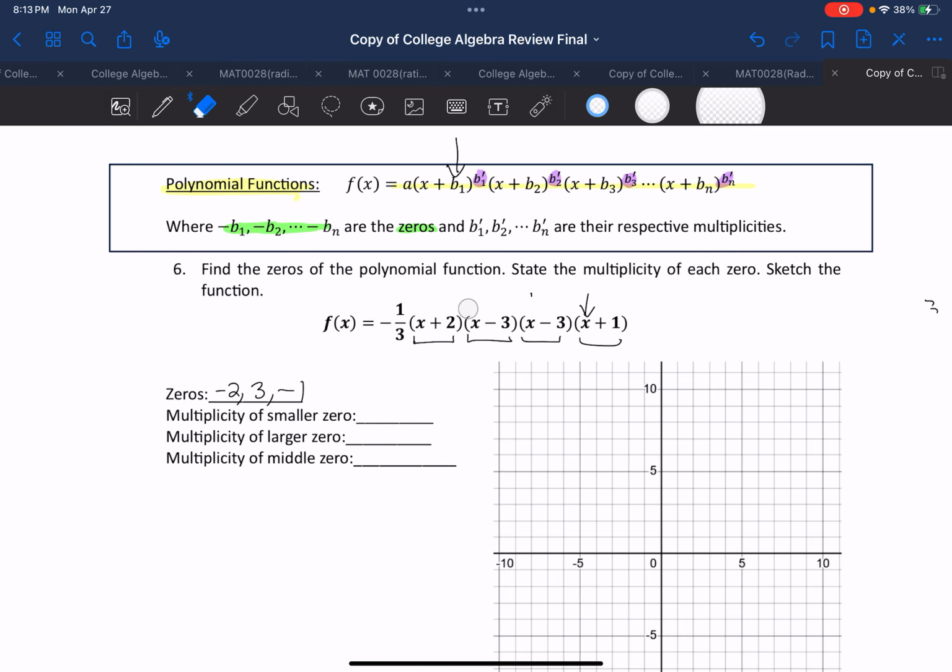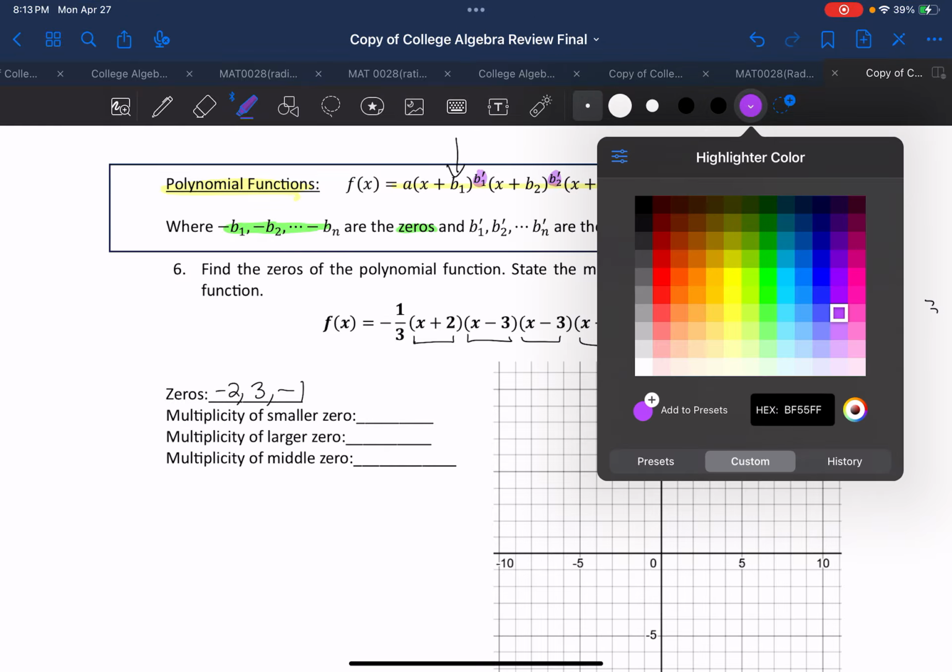So if you're looking at these, it's always the opposite signs. Now, this can be rewritten as negative 1/3 times x plus 2 times x minus 3 squared, because there's 2 of the x minus 3's.